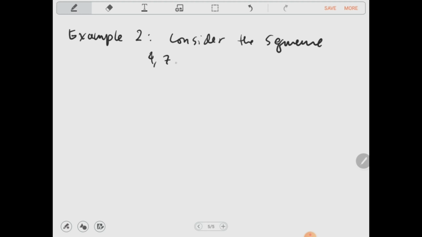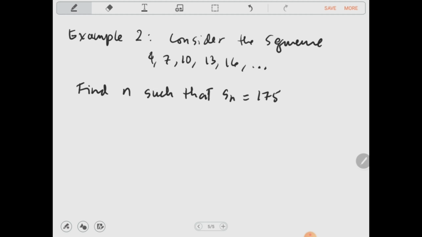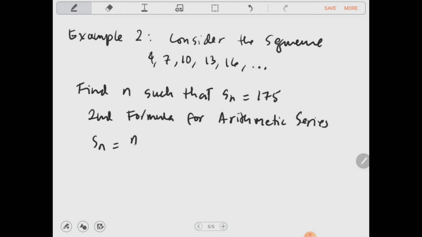Example number 2, consider the sequence. Still we have to use the sequence that we used in the first example. We have 4, 7, 10, 13, 16, and so on and so forth. So we are asked to find the n, or how many terms, such that the sum of the series is equal to 175. In this type of problem, we have to use the second formula of the arithmetic series, which is S sub n is equal to n over 2 times 2a sub 1, or twice a sub 1, plus the quantity of n minus 1 times d.